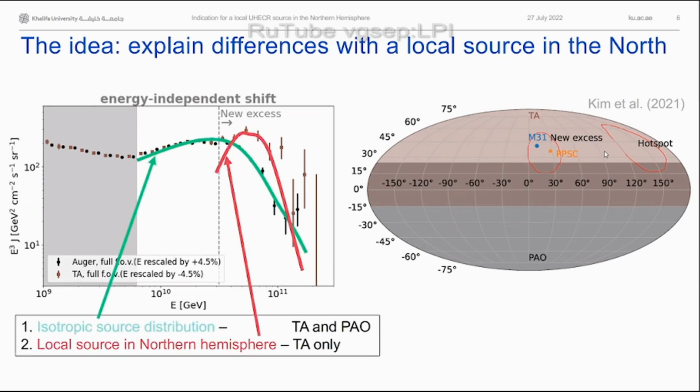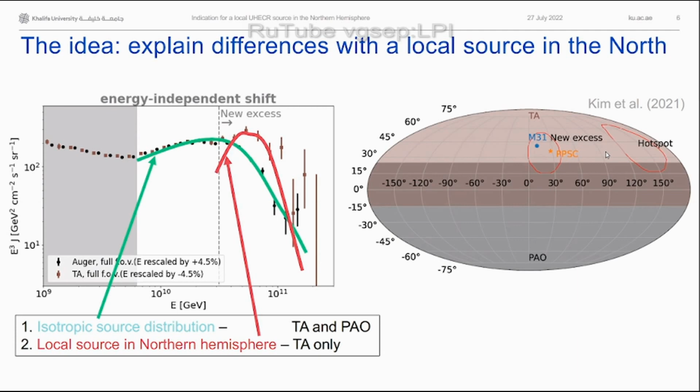What this would look like in terms of the spectrum is that you have an isotropic source spectrum that is visible by both. Faraway sources get deflected in magnetic fields, and you see the general spectrum both in the northern and southern hemisphere. In this case, you get the sketch of this green line here, visible by both, which gives you the same spectrum in the north and the south. And then if you have a local source in the north only visible by TA, you additionally get this red line here, which is detected by Telescope Array alone.